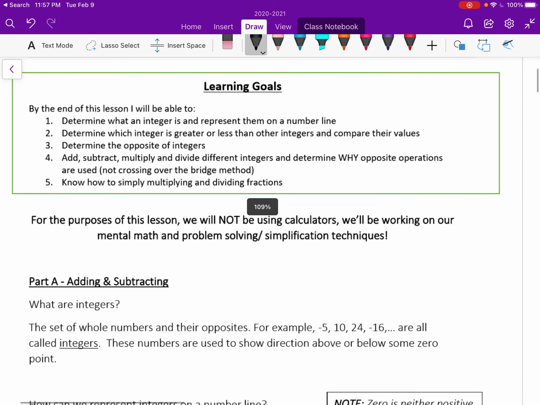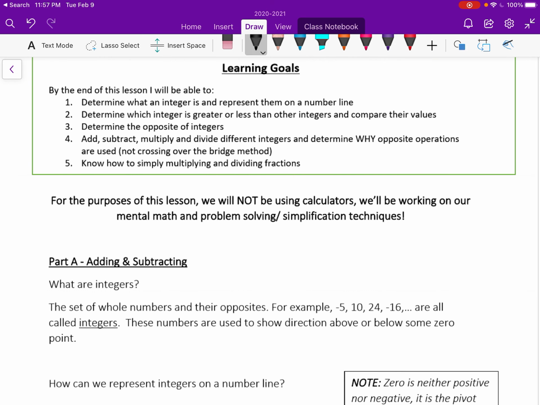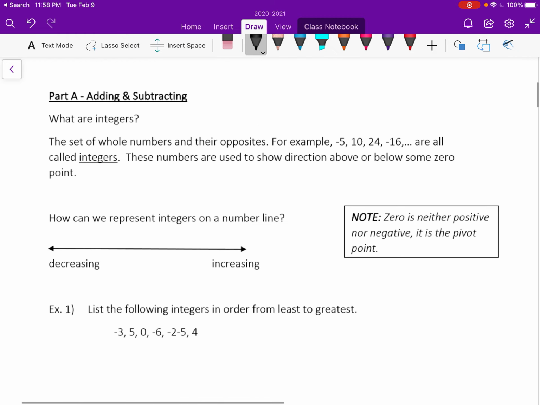The learning goals for our lesson today are as follows. By the end of this lesson, I will be able to determine what an integer is and represent them on a number line. You'll be able to determine which integer is greater or less than another integer and compare their values. Determine the opposite of an integer. You'll be able to add, subtract, multiply, and divide different integers and determine why opposite operations are used and not what we call the crossing over or the bridge method. And you'll know how to simplify and multiply and divide fractions.